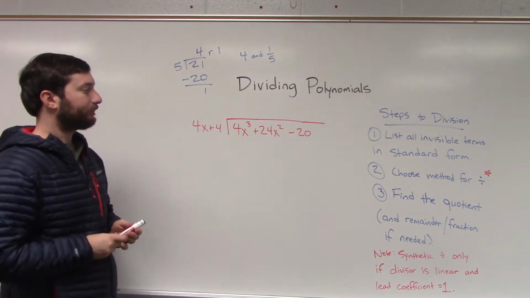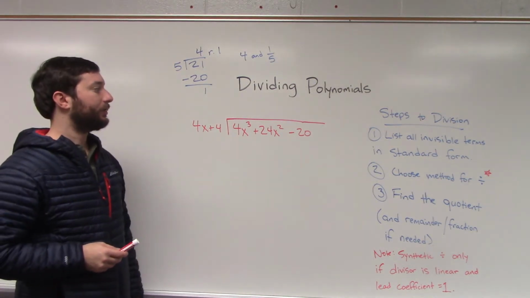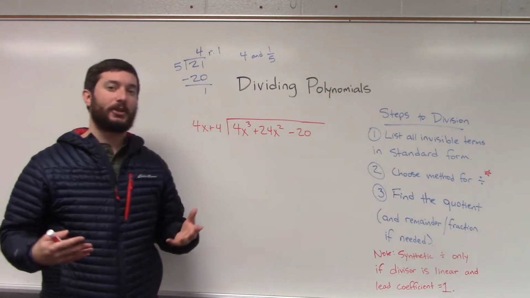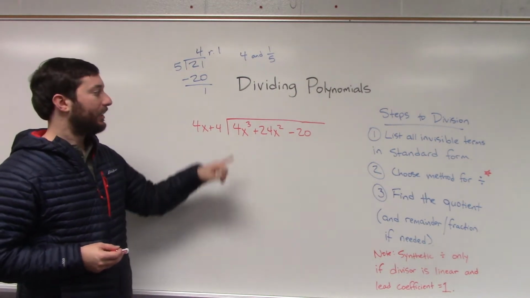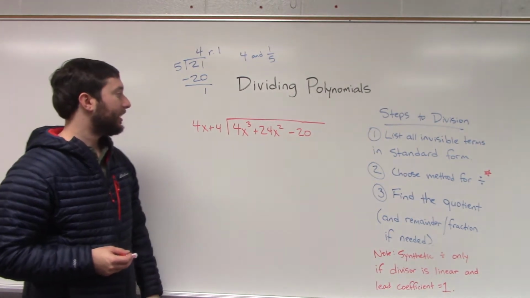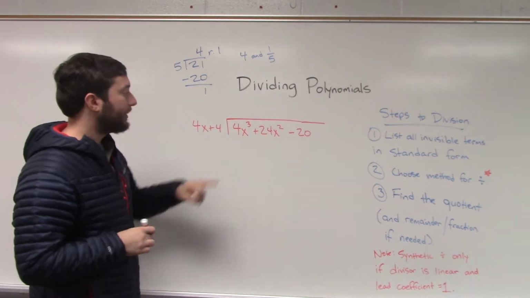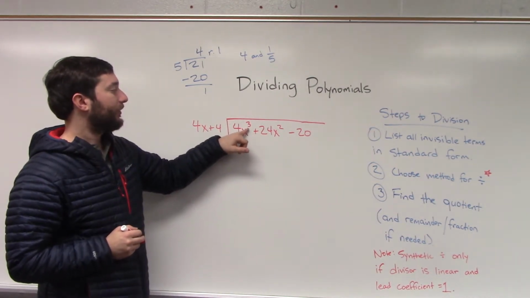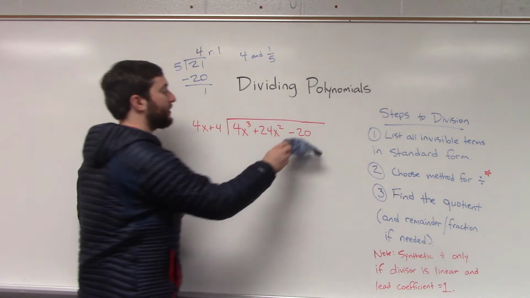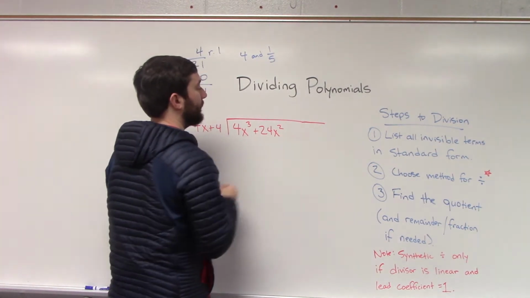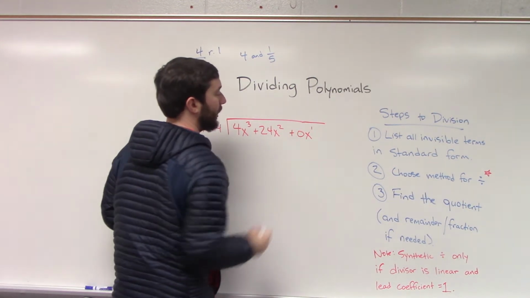Now we do have some steps that we will need to take in addition to that, and I have them listed here. The first step to division, and this goes for any method of division that you're going to choose, is to list all invisible terms in standard form. So what do I mean by that? If I take an example here, and specifically the term on the inside in this case, you'll notice that on the outside, 4x plus 4, there's nothing that's, quote, missing. On the inside, however, if we count down our exponents from 3 to 2 to a constant, we're actually missing, in this case, a term. And that term would be 0x with an invisible power of 1.